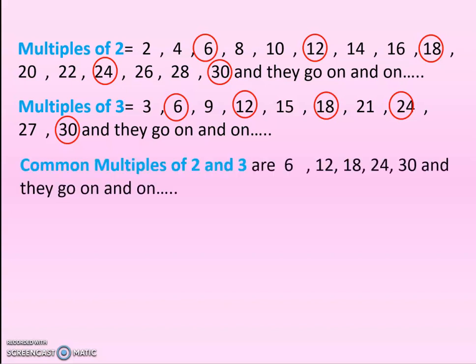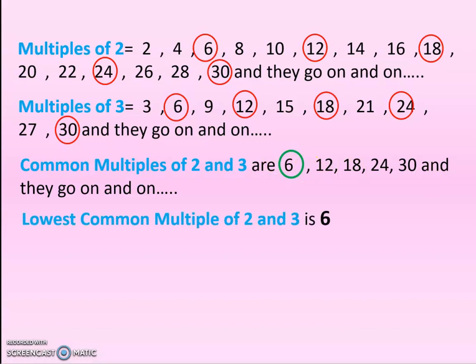What are the common multiples that we could find? 6, 12, 18, 24, 30, and they go on and on, as I have been telling you. Now, what is the lowest common multiple over here? The smallest number that comes in the table of 2 as well as 3 is number 6. 6 gets divided by 2 as well as 3 completely without any remainder. So 6 is the lowest common multiple over here.